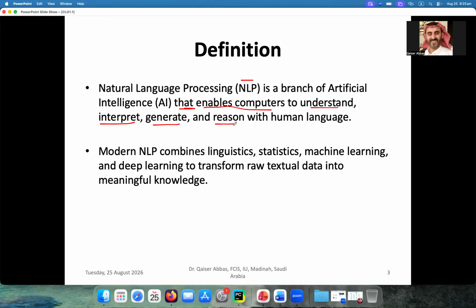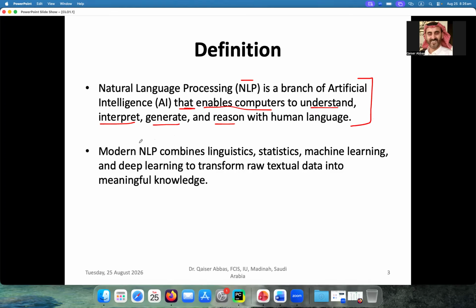So shortly, NLP is something through which machines can understand human language, through which machines can interpret human language, through which machines can generate text in human language. And NLP is something through which machines can reason using some human language. So I hope now you have the definition of NLP in your mind.